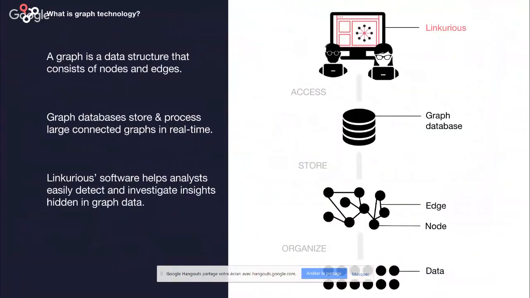What is graph technology? You've heard me since the beginning of the presentation talk about graph a few times, and perhaps this is the first time that you are hearing this name. So a graph is a data structure that consists of nodes and edges. A graph is really just another way to talk about data. Today, a new technology has emerged, graph databases, which is designed to facilitate the storage and processing of large connected graphs in real time. Our software at Linkurious helps analysts easily detect and investigate insights hidden in graph data. On the right, you can see a brief overview of these different aspects of graph technology.